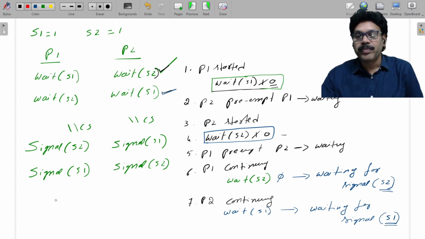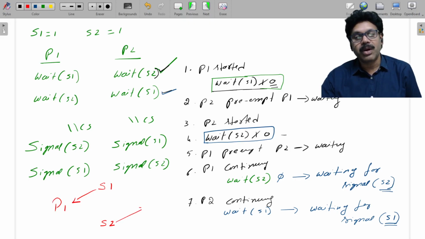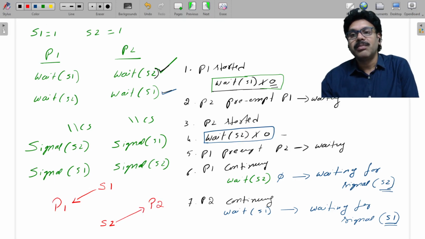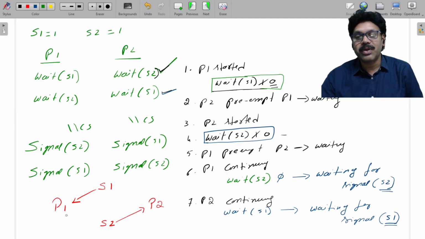How did they block? This is your semaphore 1. This is your semaphore 2. Observe carefully. Semaphore 1 is already given access to P1, and semaphore 2 is already given access to P2. Now in the second line, both are desiring what? P1 is desiring semaphore S2. It is requesting, but it is not possible because S2 is already assigned to P2.